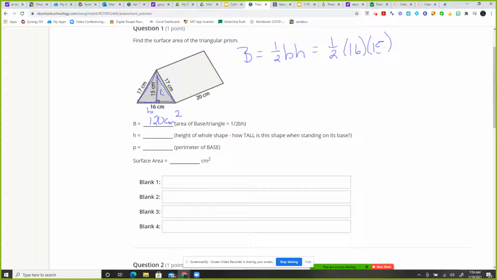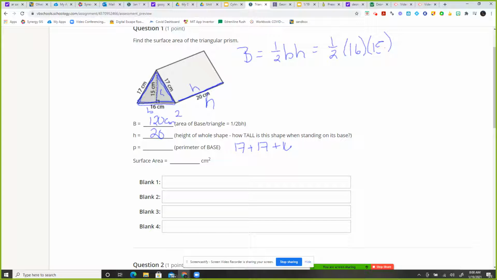The height of the whole shape is this part. That's 20. And then the perimeter of the base is this part. So the perimeter of the base is 17 plus 17 plus 16, right? So 20 is the height of the whole shape, where 15 is only the height of the base. And then the perimeter is the perimeter around the base. So 17 plus 17 plus 16 is what?